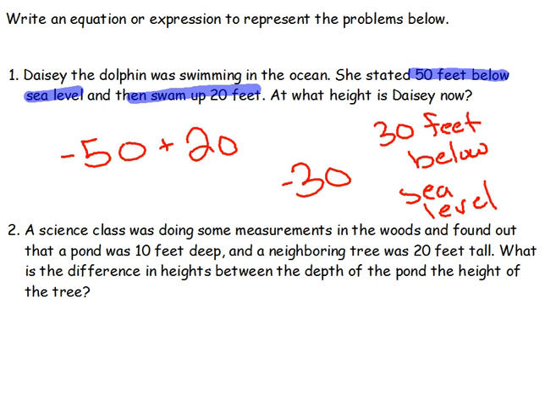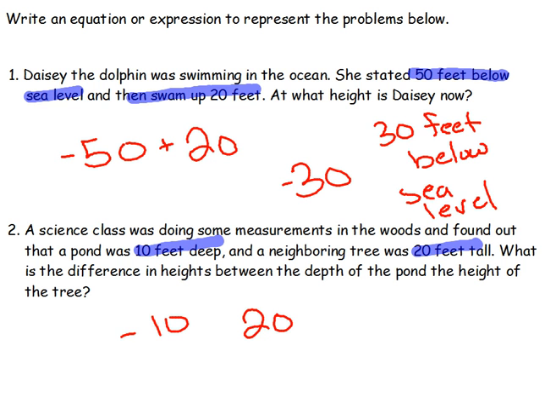Alright, and the last one over here. This says a science class was doing some measurements in the woods and found out that a pond was 10 feet deep. So if it's 10 feet deep, that means it's negative 10. And a neighboring tree was 20 feet tall. So if it's 20 feet tall, that means it's positive 20. It says, what is the difference in heights between the depth of the pond and the height of the tree?